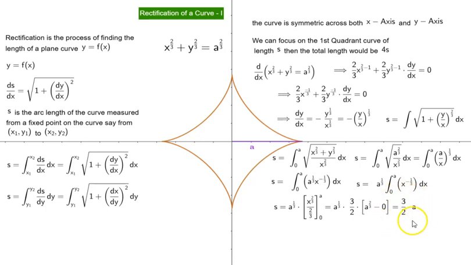But this is the arc length of the first quadrant. We multiply it by 4 to get the perimeter of the asteroid. 4 times 3 by 2a, which is equal to 6 times a. So whatever is a, you just have to take 6 times of that.